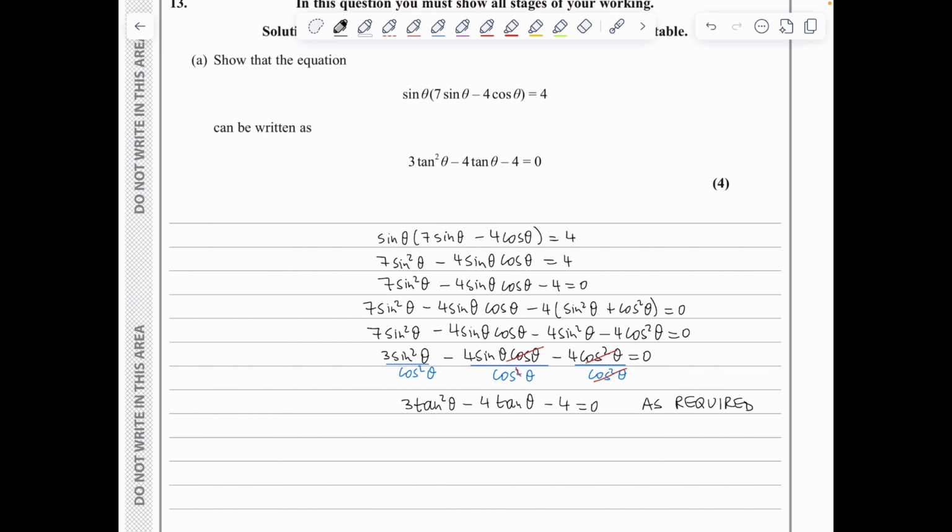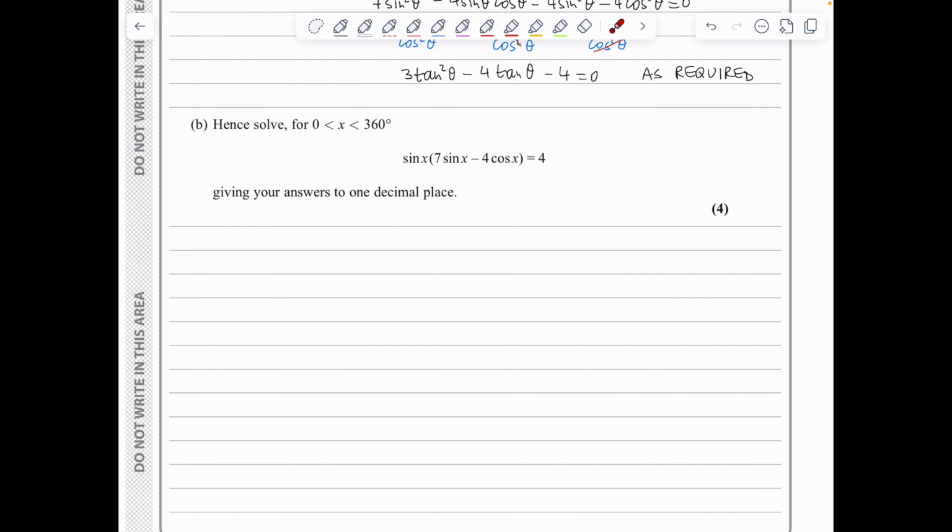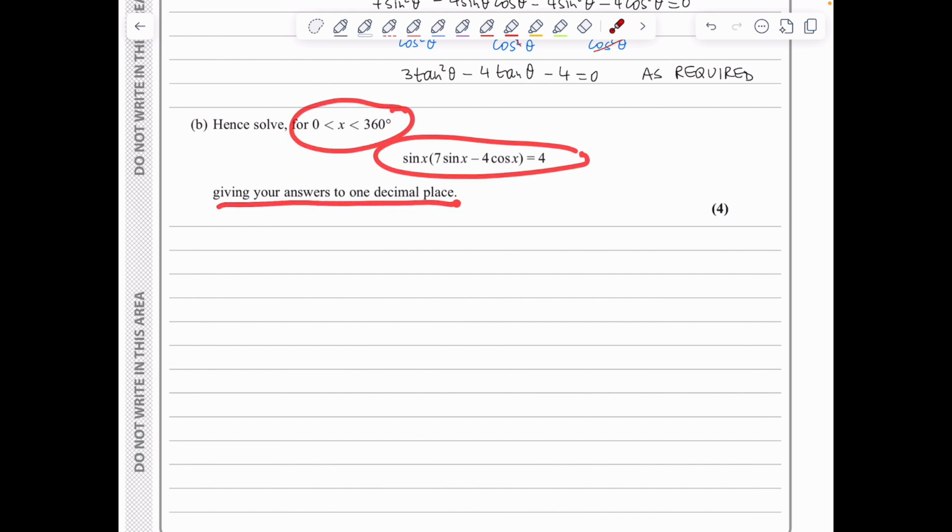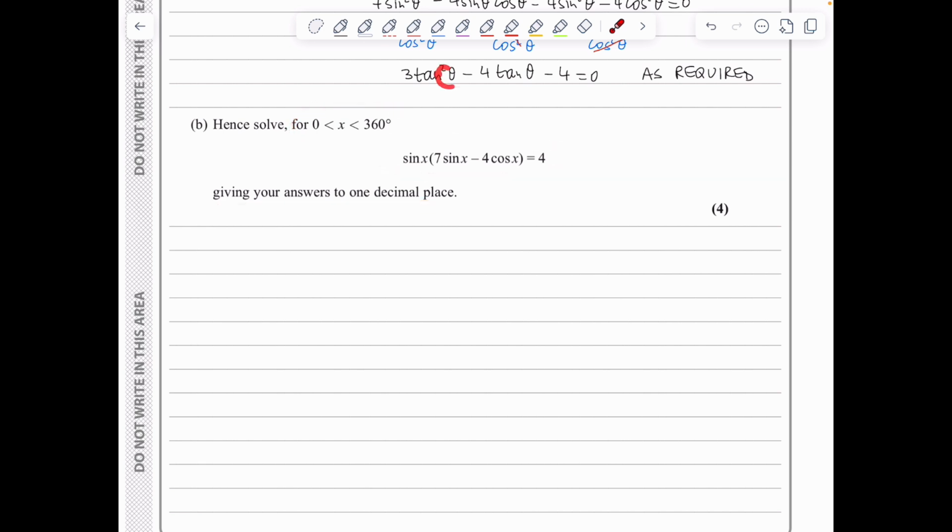In part B, we're asked to hence solve for x between 0 and 360 the given trigonometric equation, giving our answers to one decimal place. Notice that the theta became an x, but otherwise it's the same equation we're dealing with. So I will proceed by factorizing the quadratic in tan. So I've got (3 tan x plus 2) times (tan x minus 2) being equal to 0. So we're looking at 3 tan x plus 2 being equal to 0, or alternatively, we've got tan x minus 2 is equal to 0.